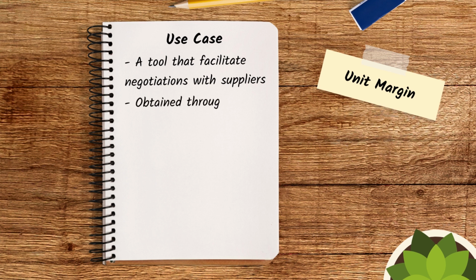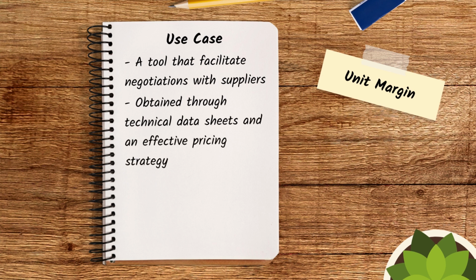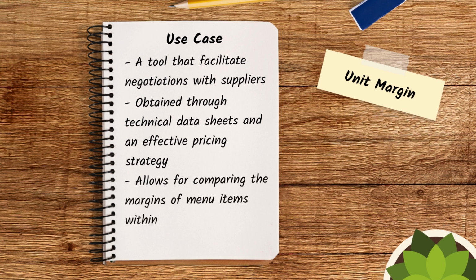You can get your unit margin by having rigorous technical datasheets and with an effective pricing strategy. If you know all the unit margins of the items of your menu, you can compare them with each other within the same category, and by doing so, work on their different costs and also on their price. That way, you can adapt and increase your profitability.